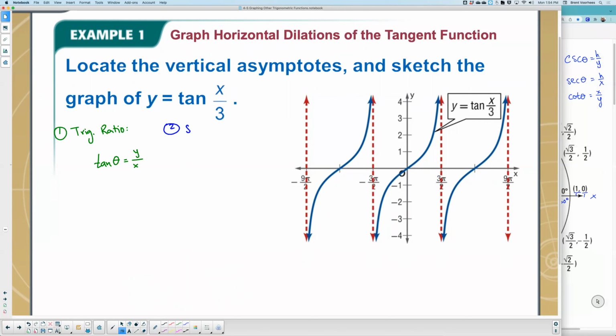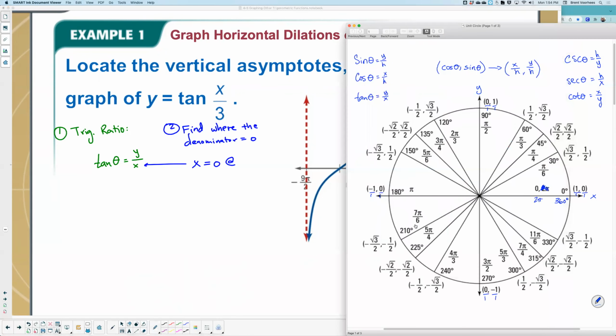Step 2 is, oh, no, I'm sorry, not set, find where the denominator equals 0. Find where the denominator equals 0. And so here, we're going to use our unit circle for this. We want to find out where x equals 0. So I'm going to say x equals 0 at, and I'm going to look on our unit circle where x equals 0. So at this stage, if you have this in front of you, that'd be great.